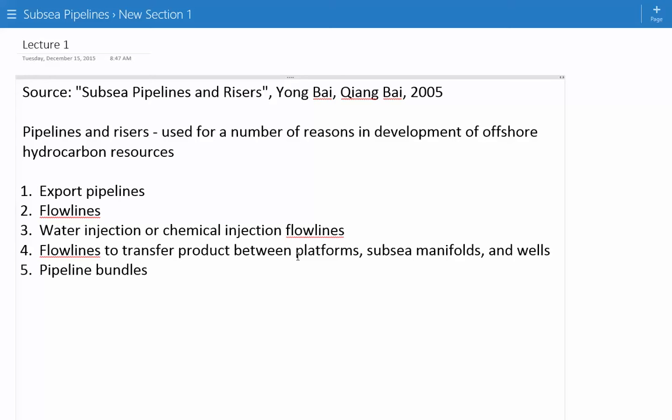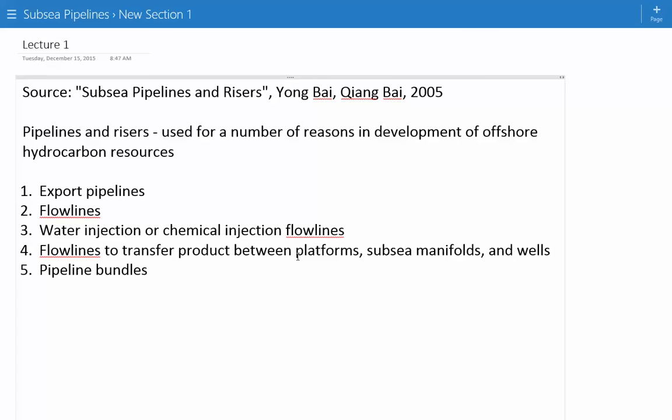Pipelines and risers are used for a variety of reasons in the development of offshore hydrocarbon resources. Pipelines can be used as transportation pipelines, which transport some type of product from offshore to onshore, or they can be used as flow lines to transfer product from a platform to export lines. They can be used as water injection or chemical injection flow lines, or as flow lines to transfer product between platforms or subsea manifolds and/or subsea wells. And finally, they can be used in pipeline bundles.